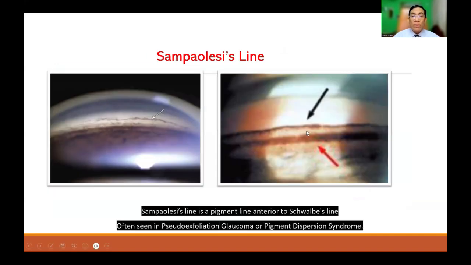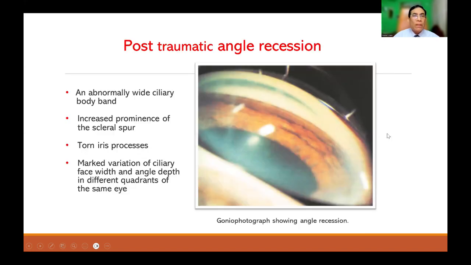Already I mentioned that when there is high pigmentation, mostly in 360 degrees, the pigment here can sometimes be confused with the trabecular meshwork. But if you look from the eye side, this is the root, this is the sclera part, this is the trabecular meshwork, this is the anterior part of the trabecular meshwork, and this is Schwalbe's line, and after that is a pigmented line. So this anterior pigmented line after Schwalbe's line is called the Sampaolesi line. We actually observe it often.